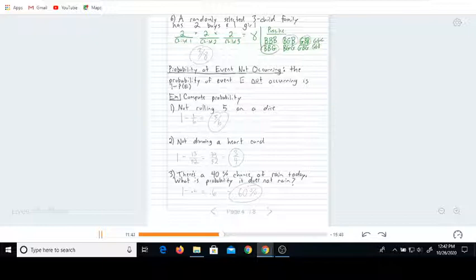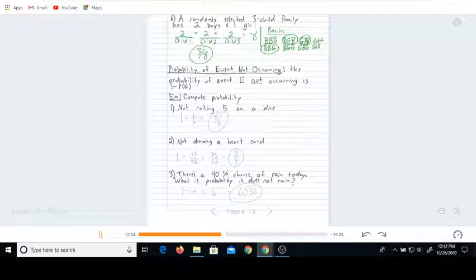That one's 2 boys and 1 girl. That one's 2 boys and 1 girl. That's 2 boys and 1 girl. And that's it. 3 out of 8. So there's a 3 out of 8 probability that a randomly selected 3-child family will have 2 boys and 1 girl. Alright, so that's kind of fundamentals of probability.